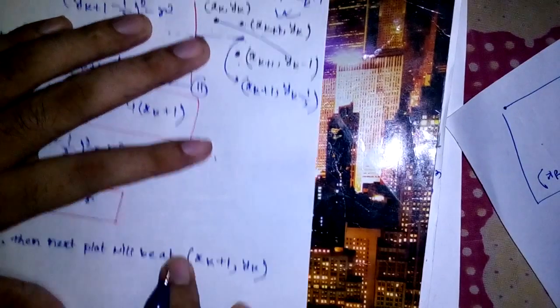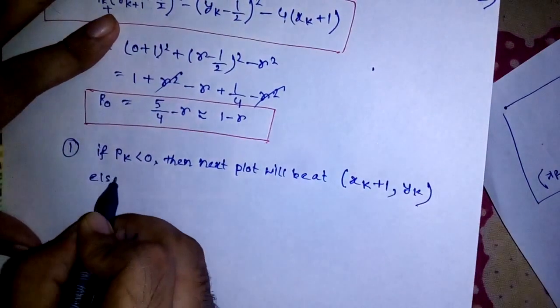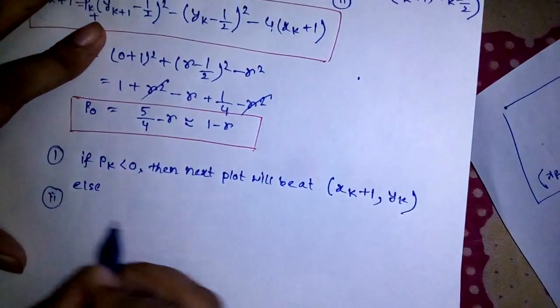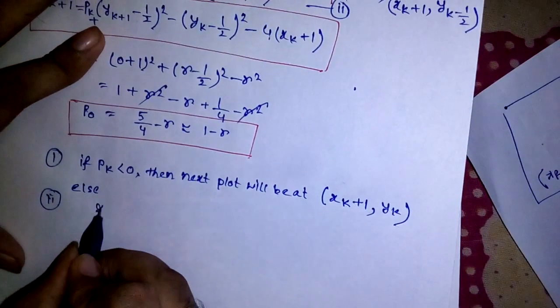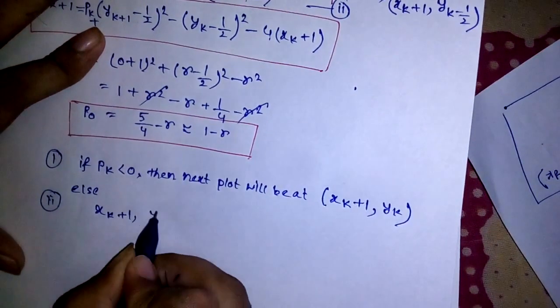We should not change the y coordinate. Otherwise, the next point should be xk plus 1 and yk minus 1. That is the bottom point.